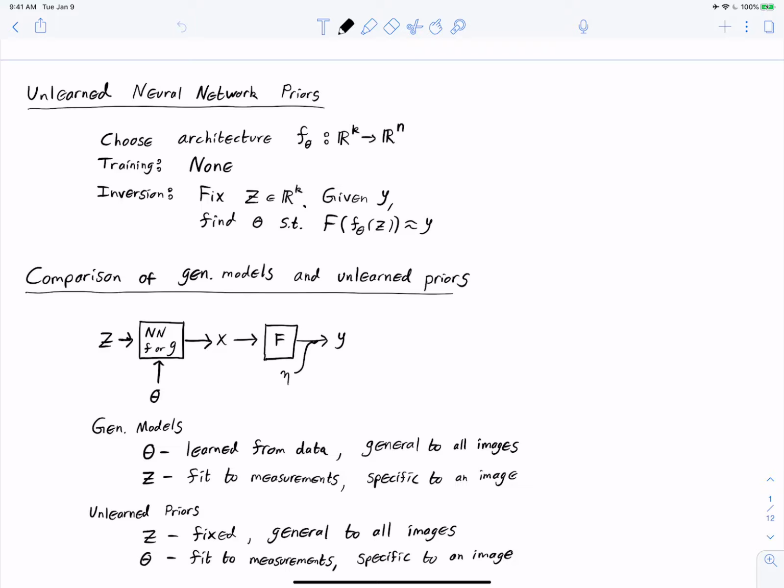So the big difference from before is that here the parameters of the neural network are optimized at inversion time instead of at training time, because there's no training.